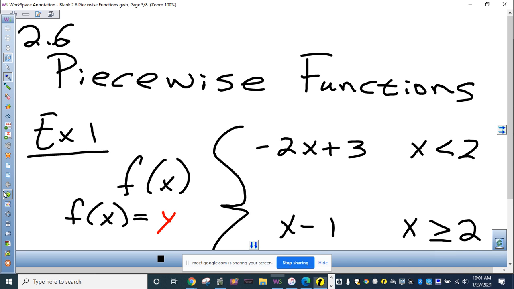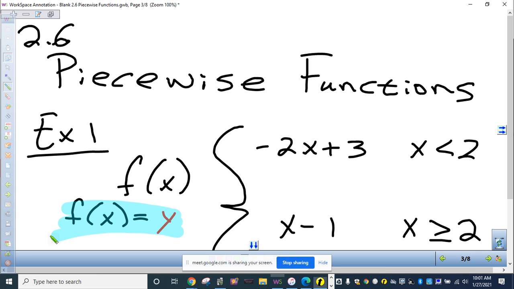Right below here I wrote f of x equals y, just to remind you that f of x equals y. That's what ruined a week of my life, not knowing that. Nobody told me that when I took college algebra. And then I finally realized, oh, that's how it works. So just remember f of x equals y.